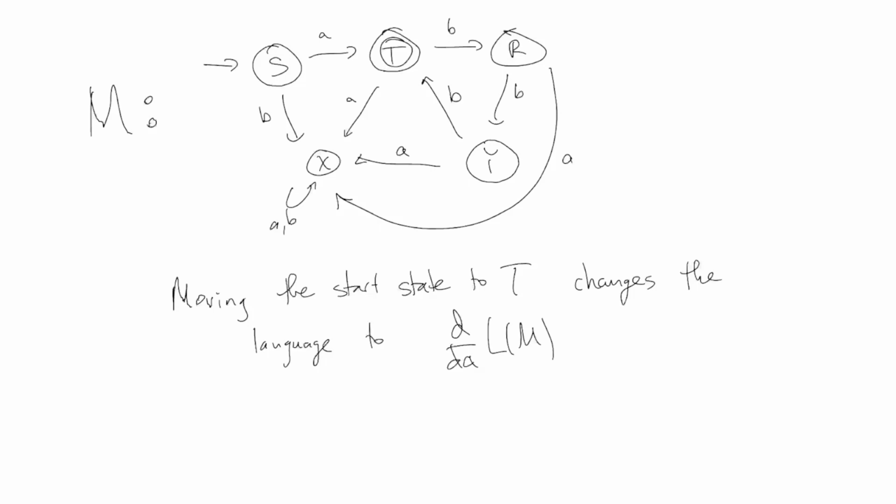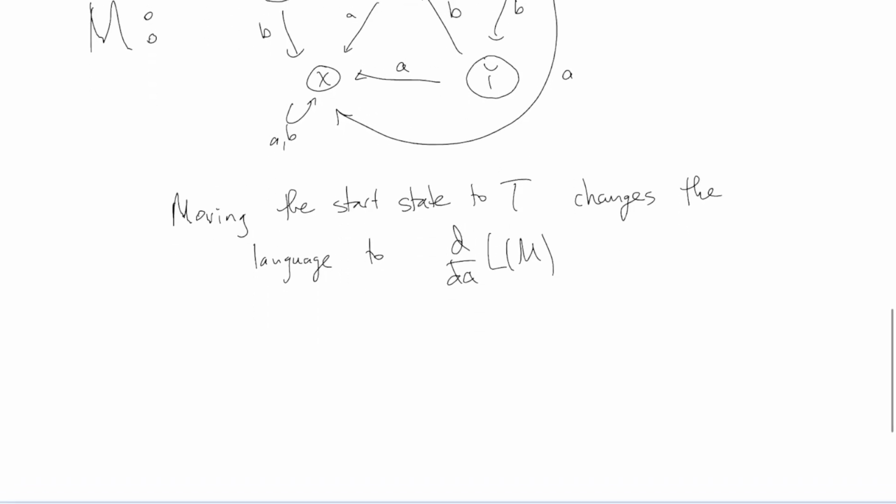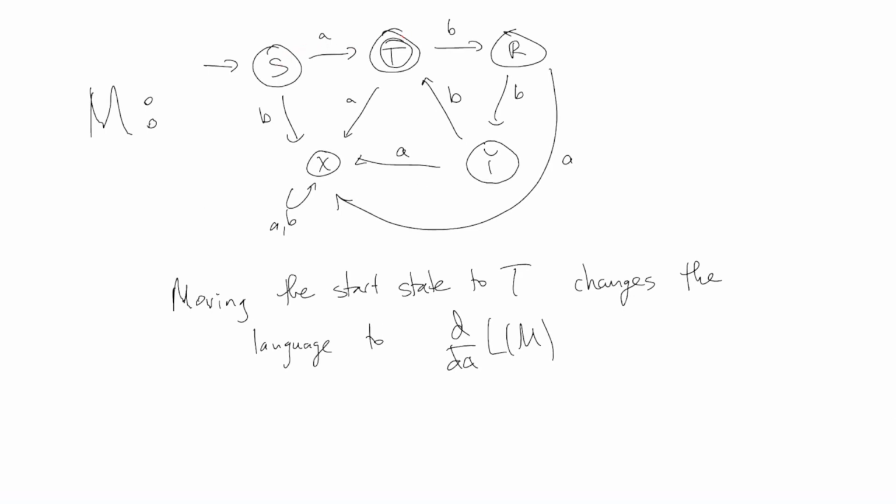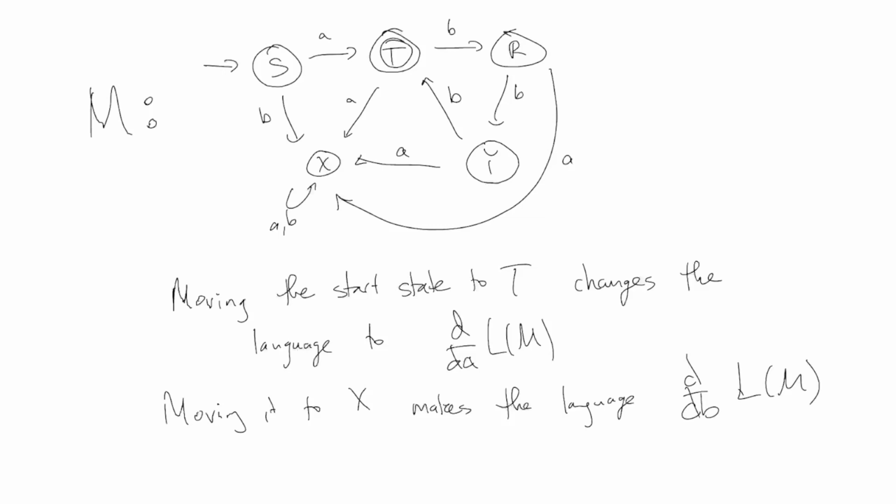What about if I move the starting state to X? It has to do with moving it through these arrows which have certain labels on them. If I move the starting state to X, moving it to X makes the language derivative with respect to B of the language of M. And in fact, in this example, that set is the empty set. You can tell by looking at the diagram, if you have X as the starting state, then there are no strings which can be accepted from there.